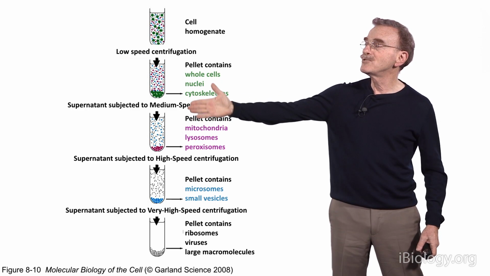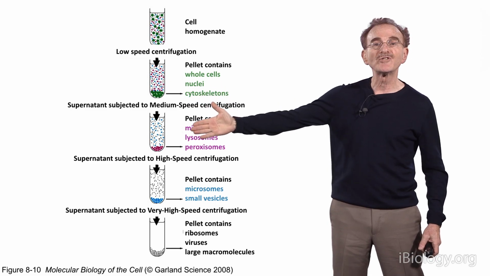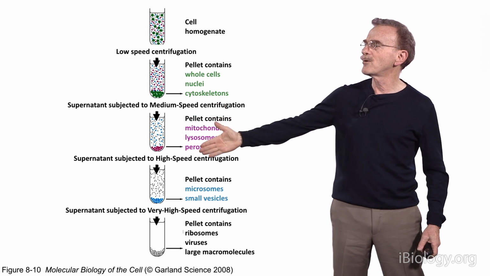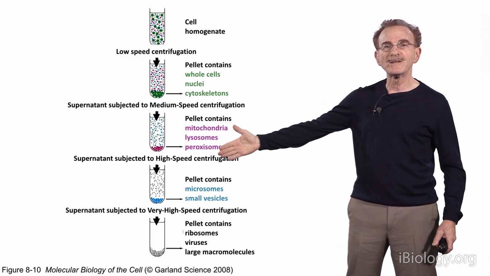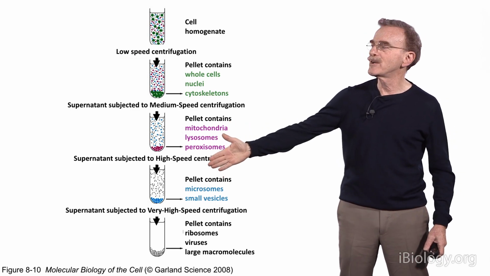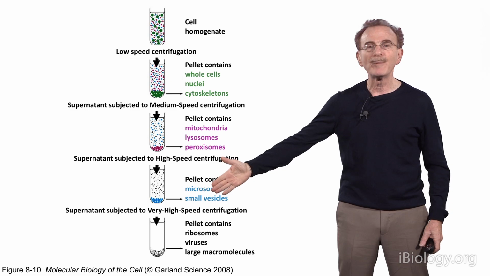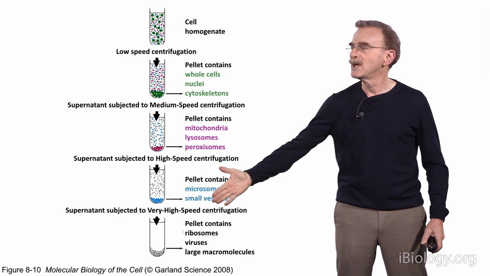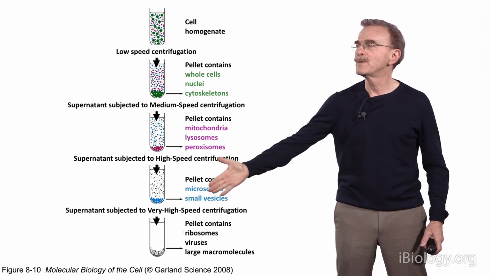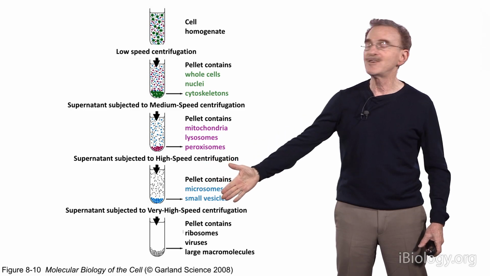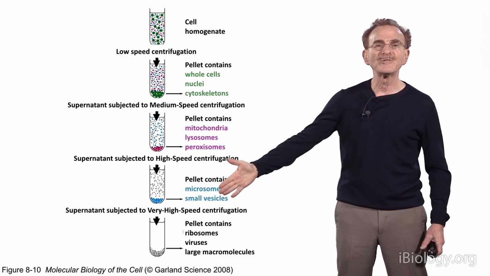At medium speeds of centrifugation, other somewhat smaller organelles like the mitochondrion, the lysosome, or the peroxisome can be sedimented and obtained in a slightly enriched form. And then at higher speeds of sedimentation, very small membranes, small vesicles, eventually sediment out of suspension and form a pellet at the bottom of the tube.